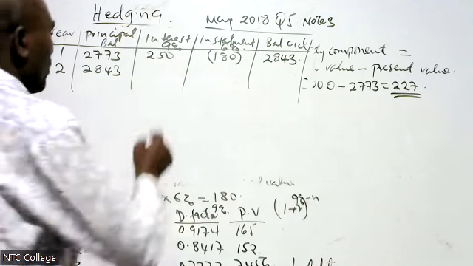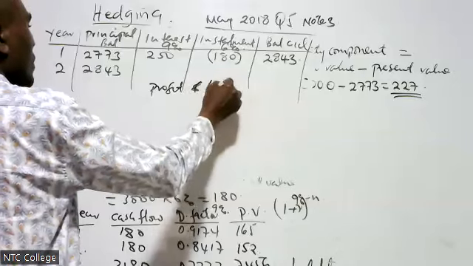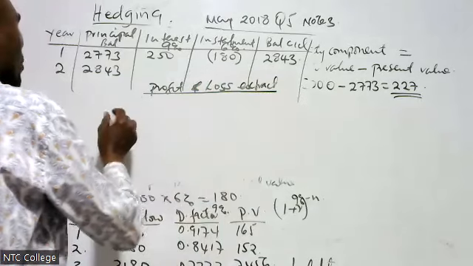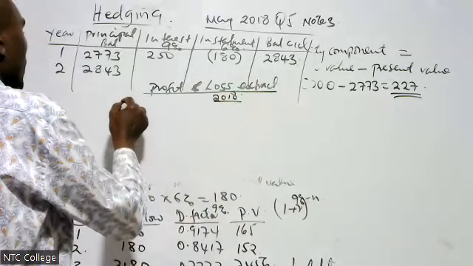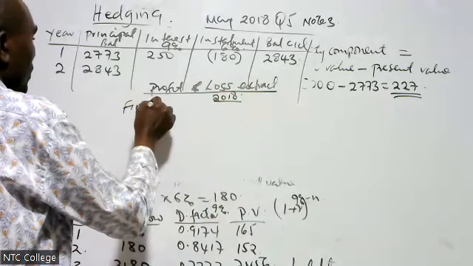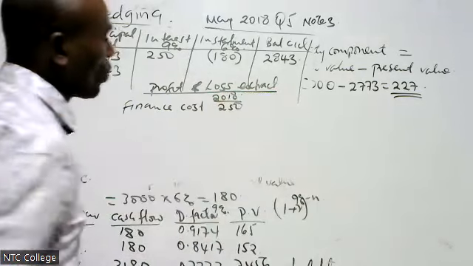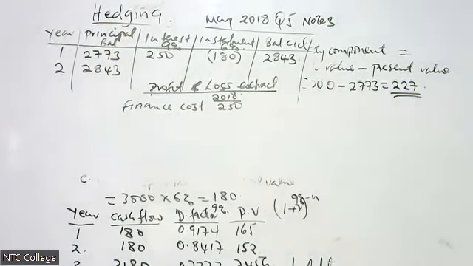Therefore, how do I report? Profit and loss extract. In my profit and loss, I'm going to recognize, that is year 2018, finance cost. It will be 250. That's what I was to take to that published financial statement. Remember, that was a published financial statement, where I was to take that 250 to report as my finance cost.